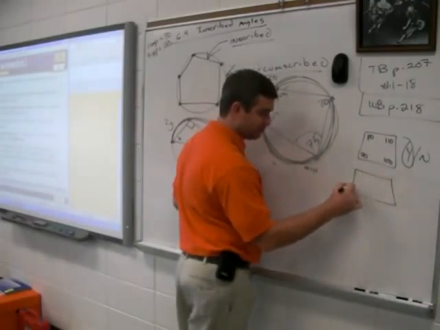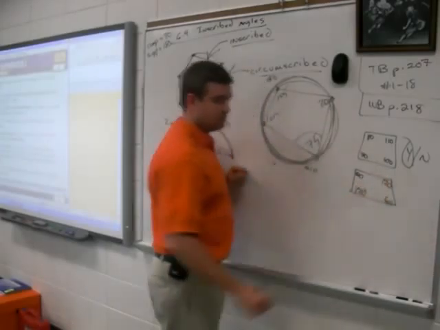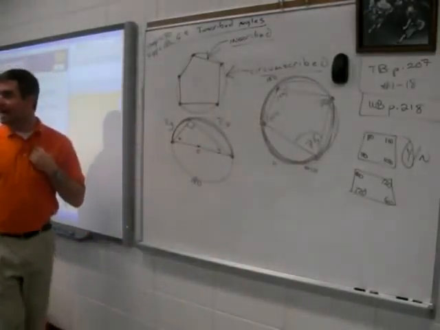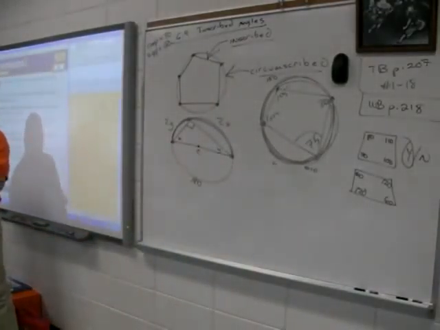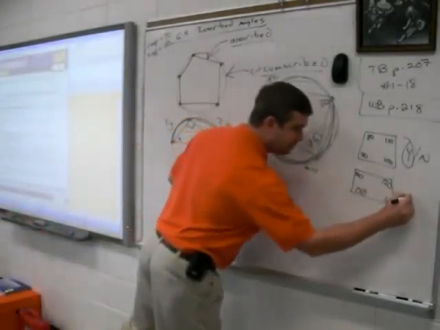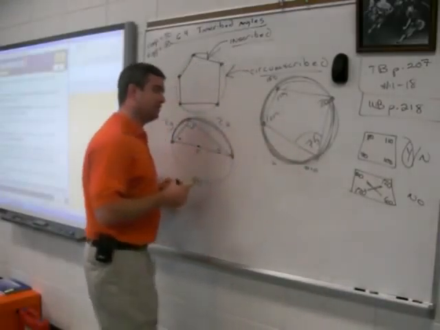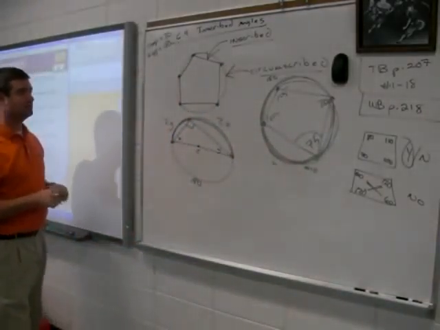All right, how about this one? No. How about that one? No. Can that quadrilateral be inscribed inside of a circle? The answer is no. Why not? Because opposite angles are not supplementary. And so the answer would be no. That's a typical problem. Okay?